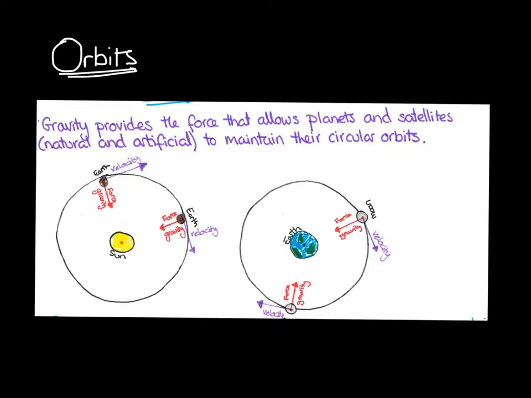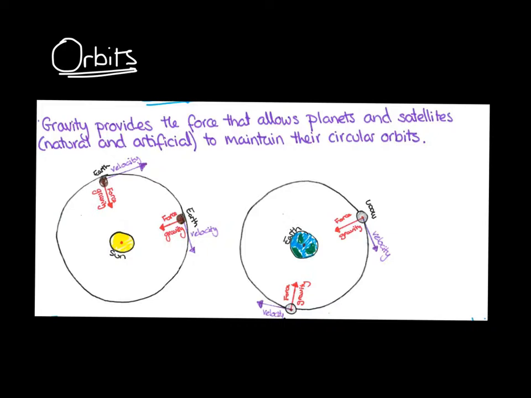Now, we know that satellites and planets actually follow slightly elliptical orbits, but they're so close to circular that for the purposes of the GCSE, we can assume that they are circular orbits. And the reason that we can have a circular orbit, so that something can orbit another object in a circle, is because of the force of gravity.